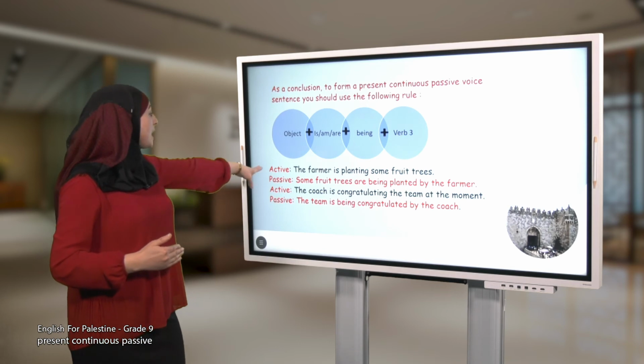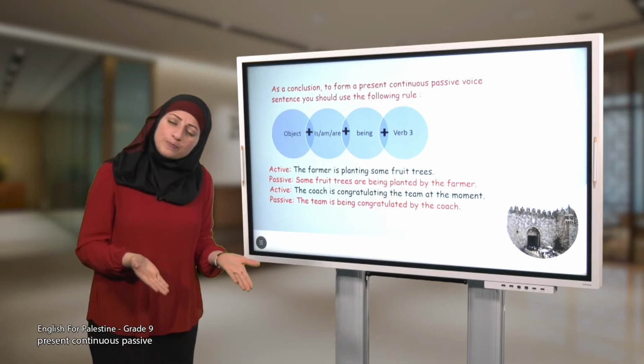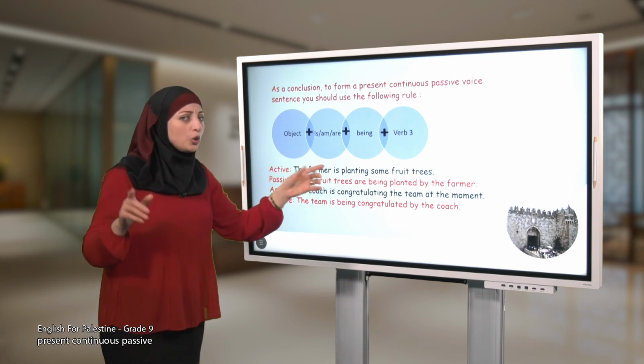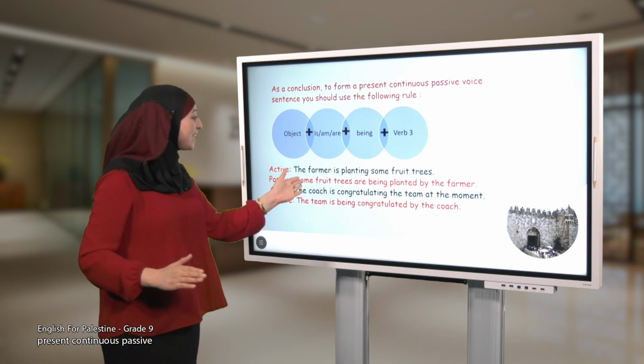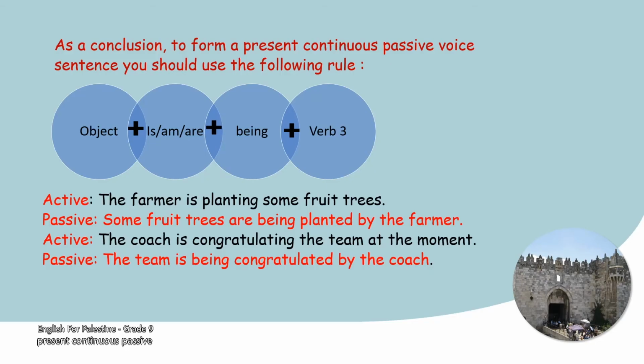Let's work on them. The first sentence, the farmer is planting some fruit trees. Where's the subject? It's the farmer. Where's the verb? It is planting. What tense is this? It is present continuous. And where's the object? It is some fruit trees. So I will start with it. Some fruit trees. Then I will ask myself, is it singular or plural? Yes, it is plural. So I will use are. Then I will use being plus the verb 3 of the main verb in the sentence.